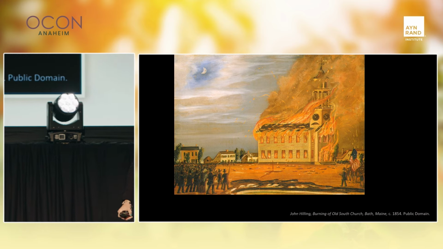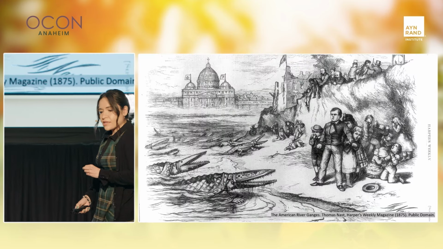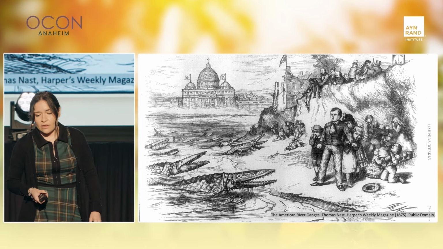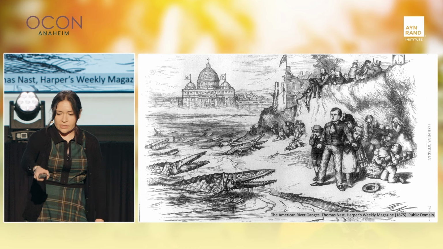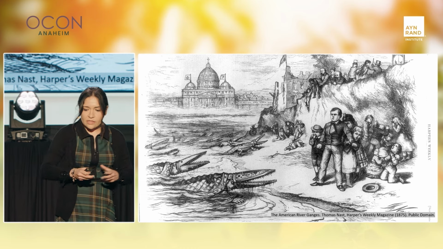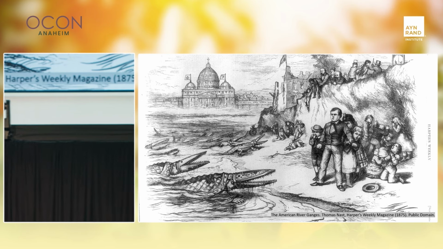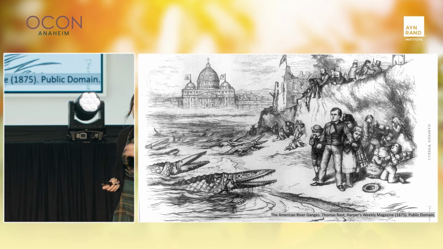And culturally, we saw things like this back then. This is a cartoon that depicts the Irish, in this case, the Irish priests, as these crocodiles that are going to eat the children of America. And they're this huge threat. They were seen as vermin.